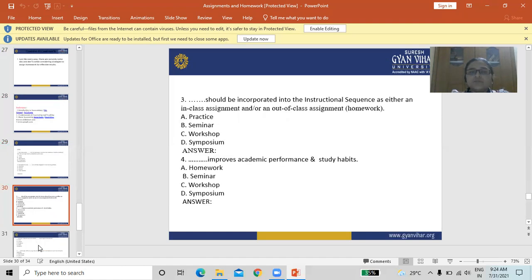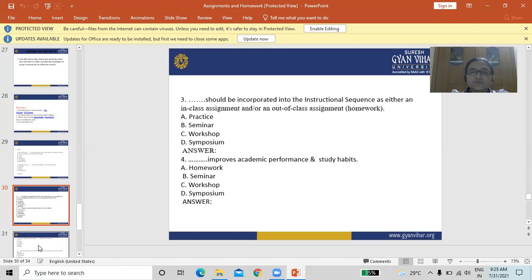Filling the blanks should be incorporated into the instructional sequence as either a class assignment or an out of the class assignment. Option A, practice. Option B, seminar. Option C, workshop. Option D, symposium. Choose the appropriate answer. You have 4 options. Select any one.